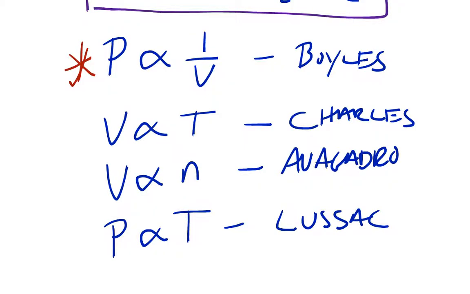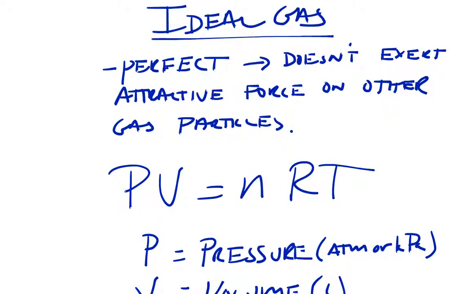The ideal gas law is a perfect state, where the gases don't exert attractive forces on other particles. We use PV equals nRT to solve for these ideal gas law variables.